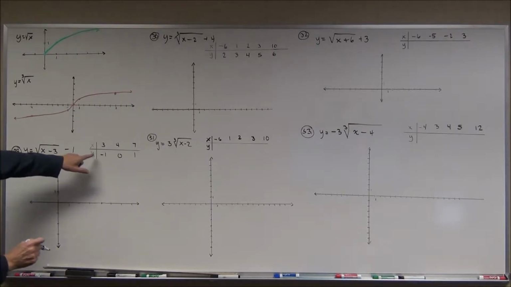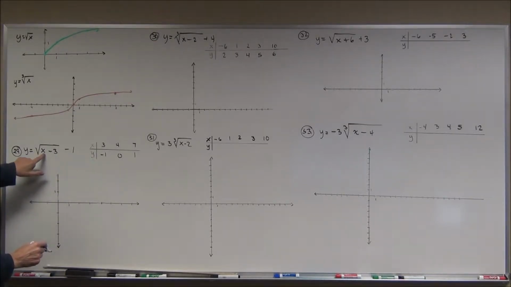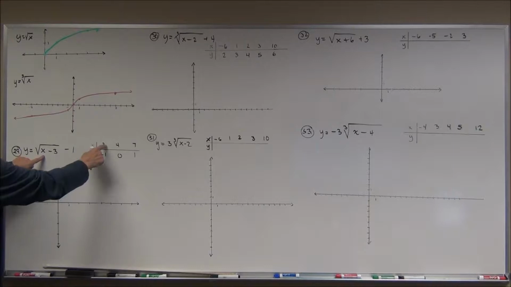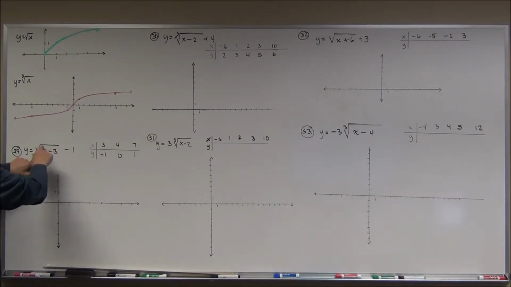Now when I go to graph this, I make a T-chart and I plug in numbers for x that are going to give me perfect squares. Like if I plug 3 in, I get the square root of 0. I can do that. If I plug 4 in, I get the square root of 1. If I plug 7 in, I get the square root of 4. So if I plug 3 in, I get the square root of 3 minus 3, which is the square root of 0, which is 0, minus 1 is -1.